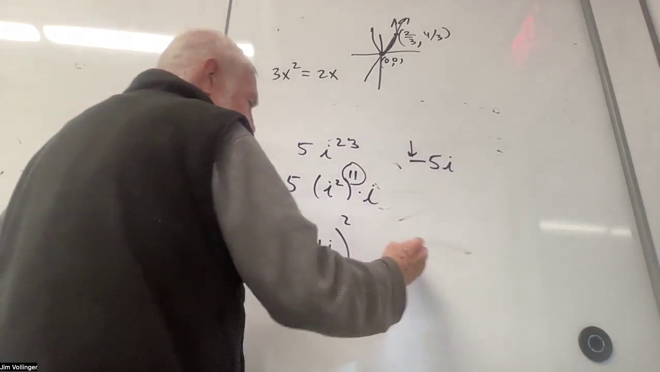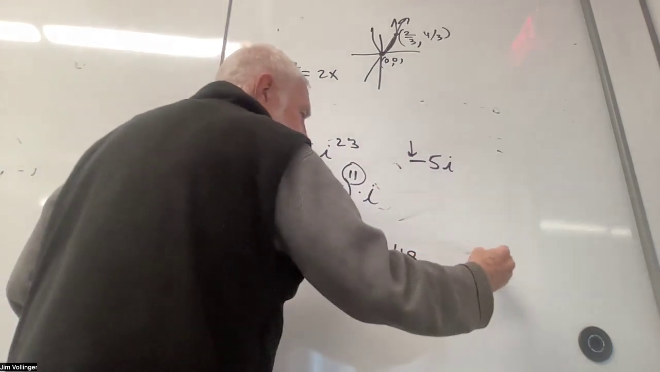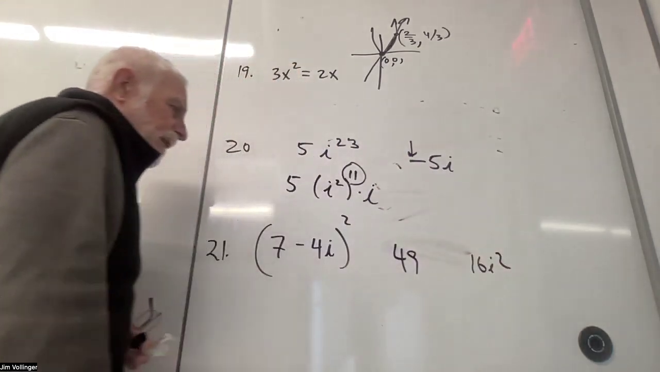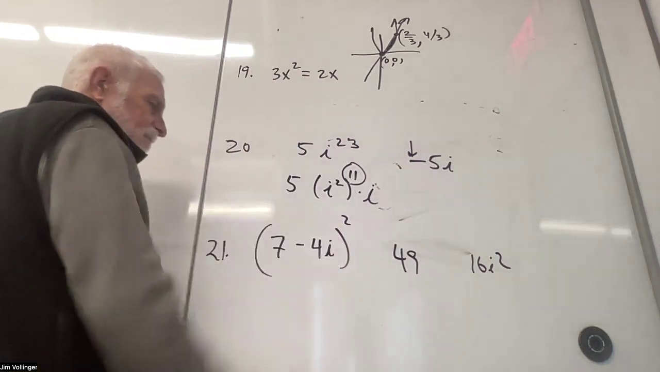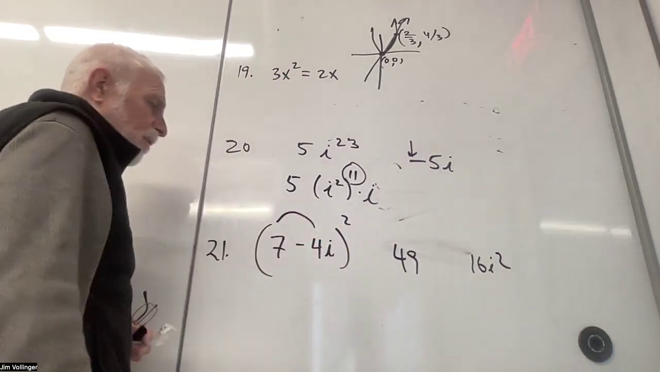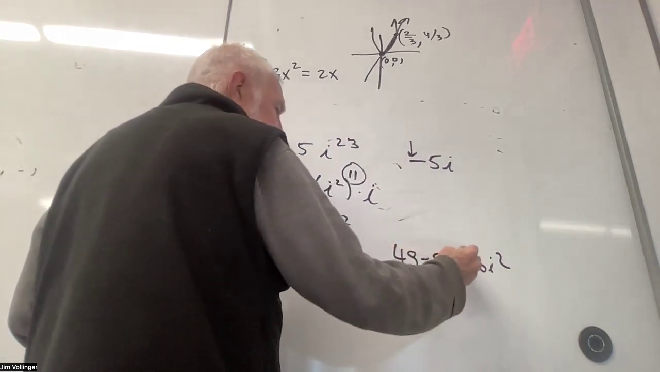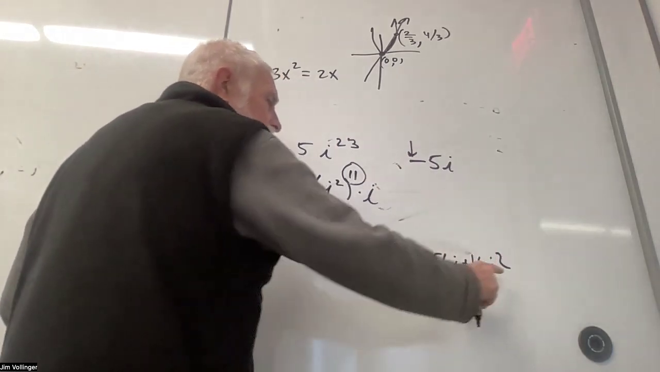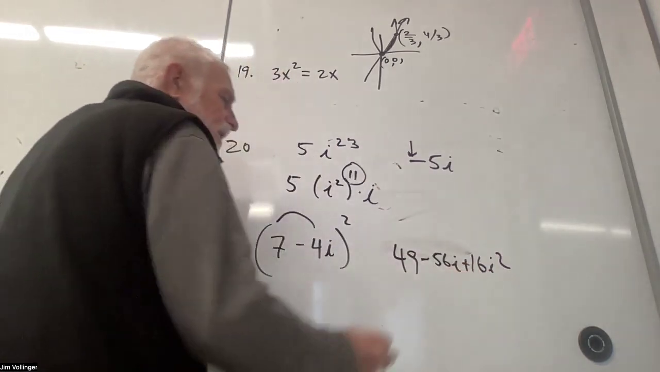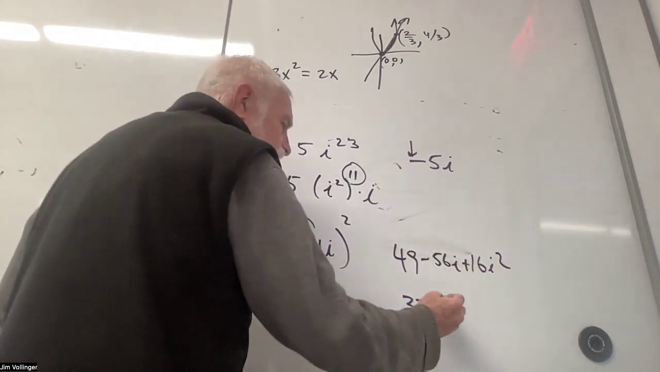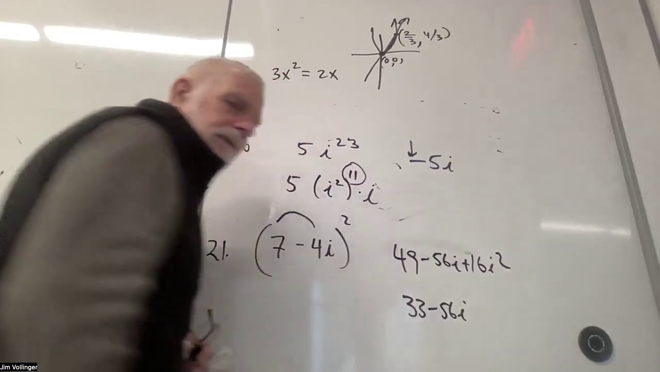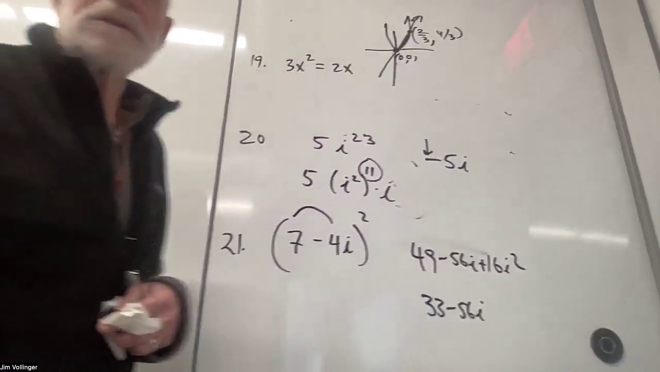Squaring, I see 49 as a bookend. I see 16i squared as the other bookend. And both are positive when you square numbers. Doubling the product gets me minus 28, doubled is minus 56i. And that i squared makes positive 16, negative 16. So 33 minus 56i.